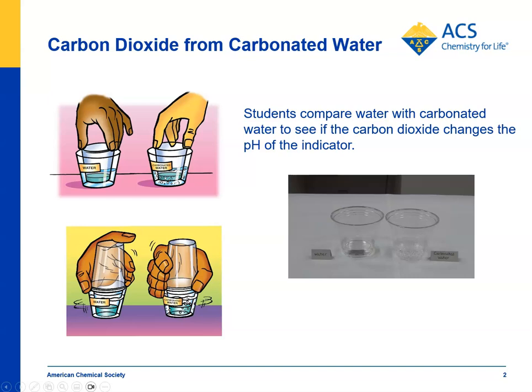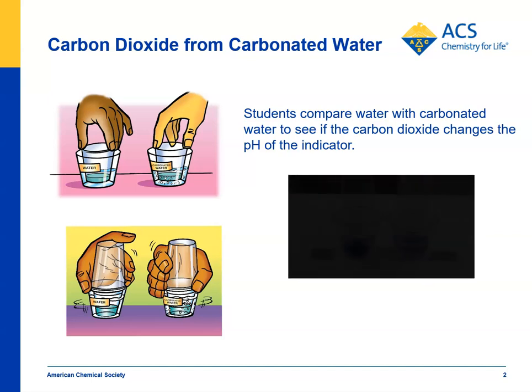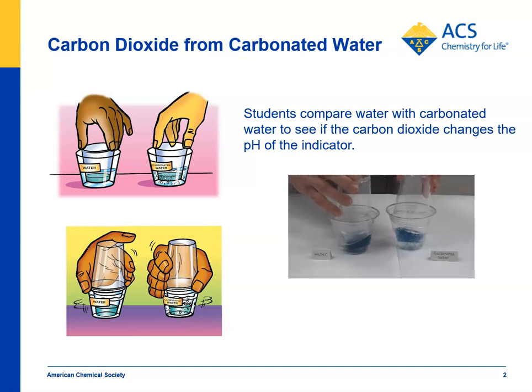So let's take a look at this one. You'd work with students to come up with a procedure for testing water versus carbonated water. And the way we do it is to put a bromthymol blue indicator solution in both and then to swirl them and see what happens. We put this cup over the top to trap any carbon dioxide that's in there. The only difference between these two cups is one has water and one has carbonated water. So the only difference is the presence of carbon dioxide.